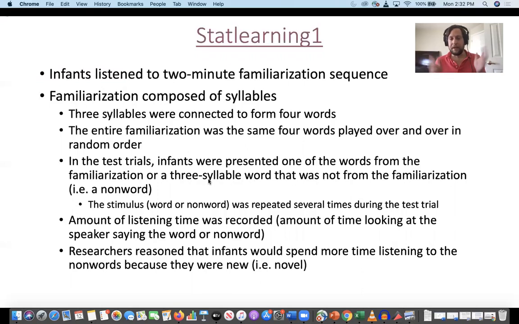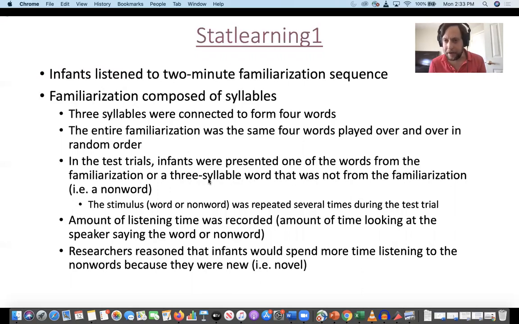So they were presented either a word or a non-word. During the test trials, that word or non-word was repeated over and over and over again. So a word would be bidaku, bidaku, bidaku, bidaku.